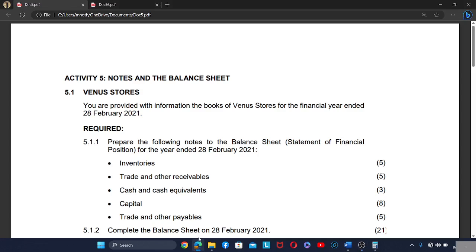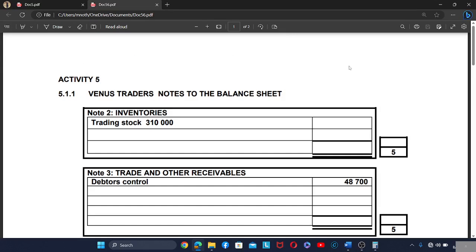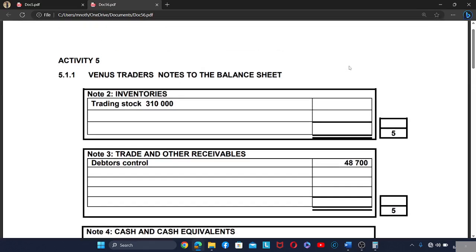Good day. Today we are going to do the balance sheet. So we are going to do the balance sheet and also the notes. You can see these are the notes that you are supposed to do.